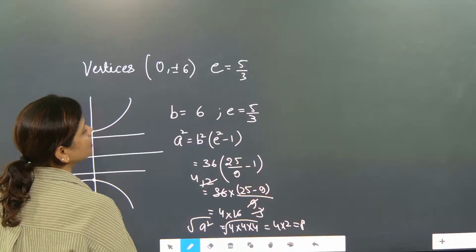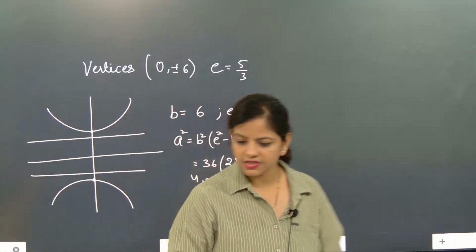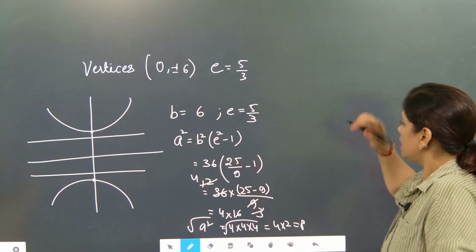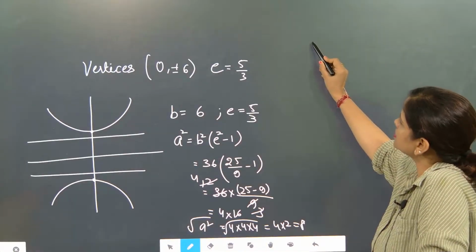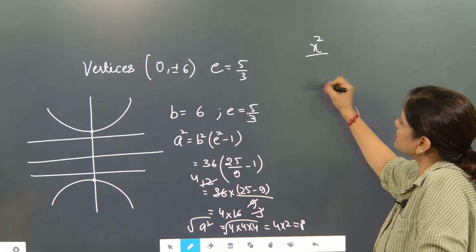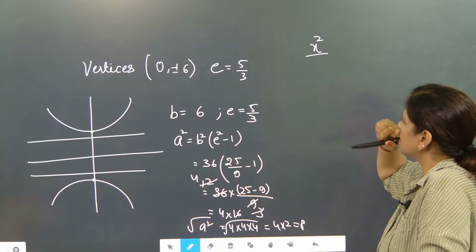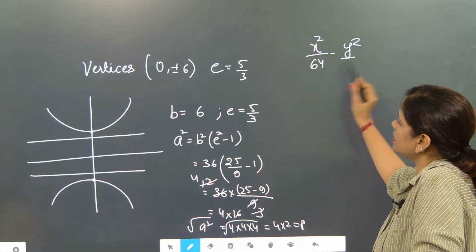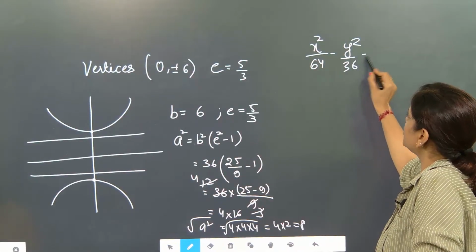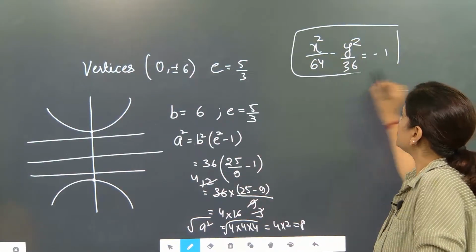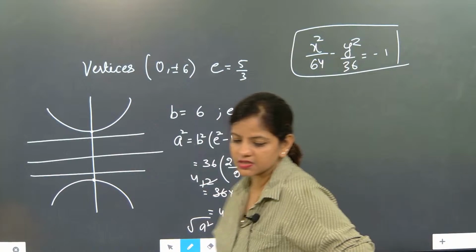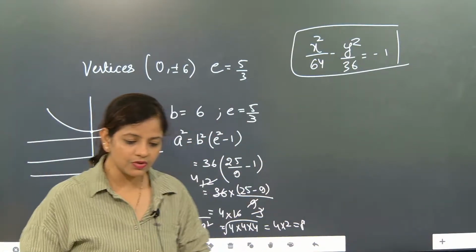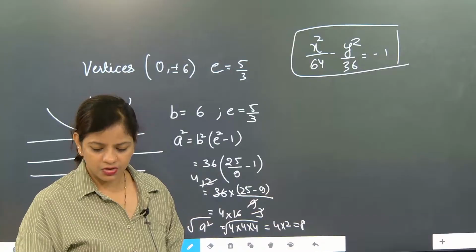So A square will come as 64. Did you get that? 64? Yes. So A square is coming as 64. So the equation will become what? X square by A square, that is 64, minus Y square by 36 equal to minus 1. You can present it in a different way, y square by 36 minus x square by 64, and I'm writing it as minus 1. So it is not going to create a lot of problem there. I just wrote like this only.